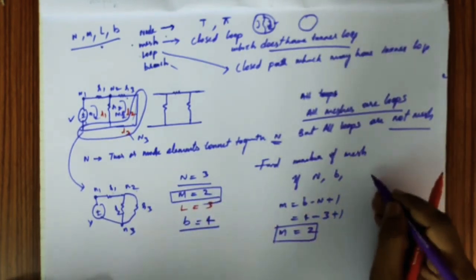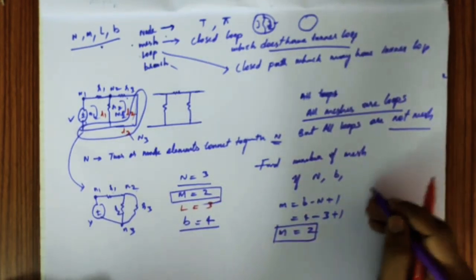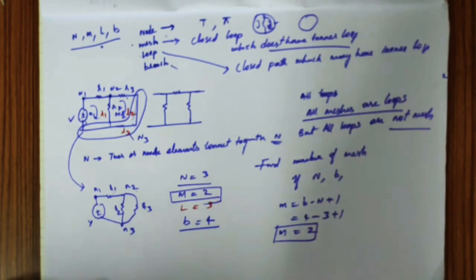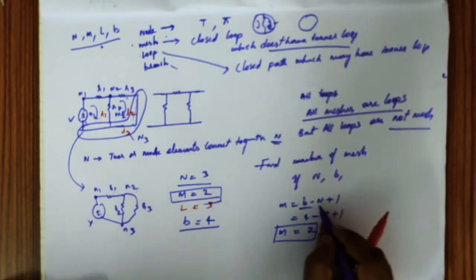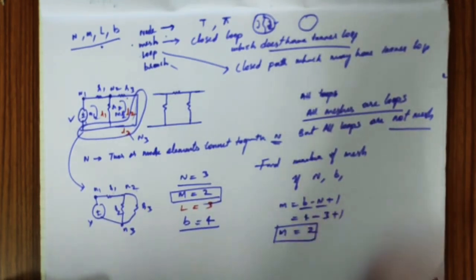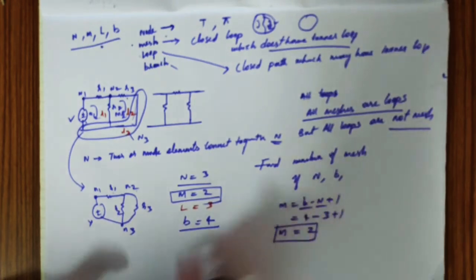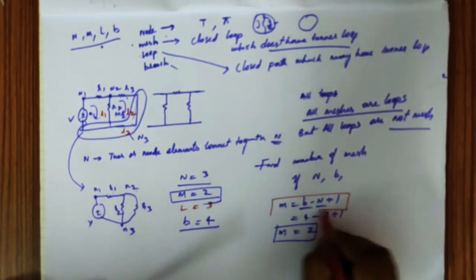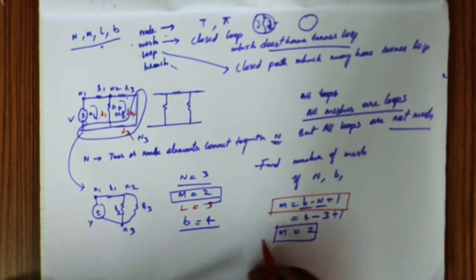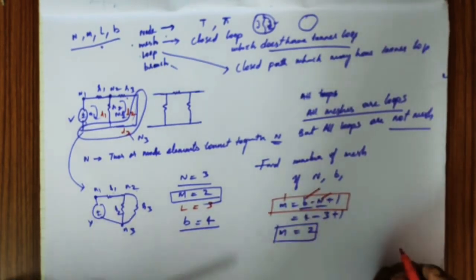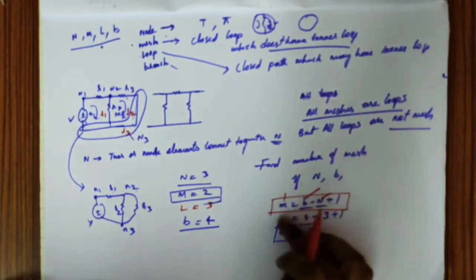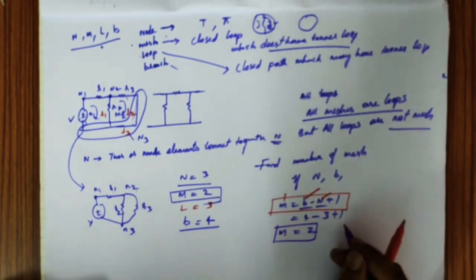For any complicated circuit, they will give you a circuit where you may not be able to find the number of meshes directly. In that case, you can easily know the number of branches and the number of nodes, and you can find the number of meshes easily by this formula. So this is the main formula used for finding the number of meshes. Not only the number of meshes: if the number of meshes and the number of nodes are given, you can find the number of branches. So there are three opportunities to find different things.